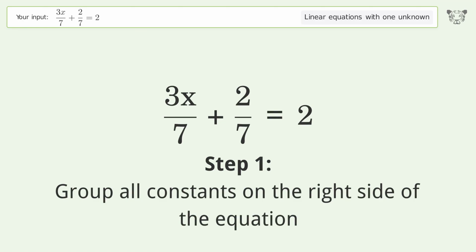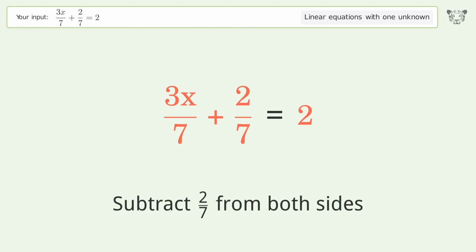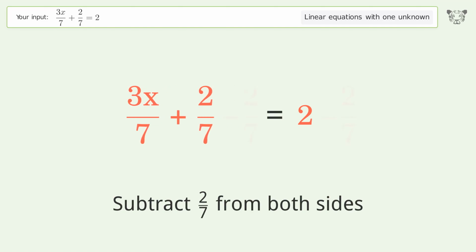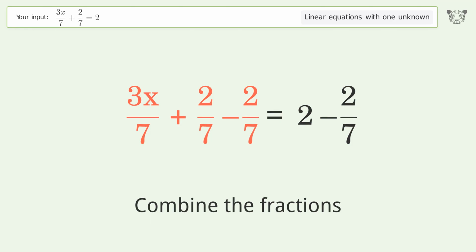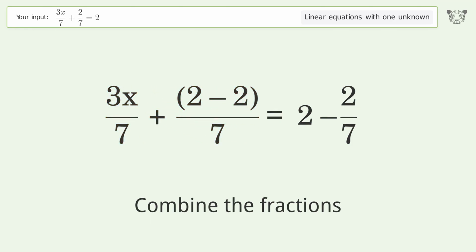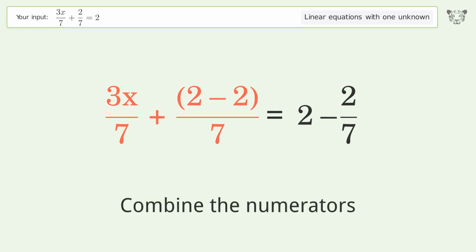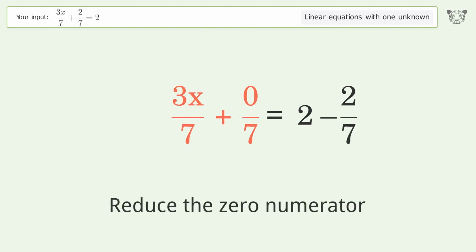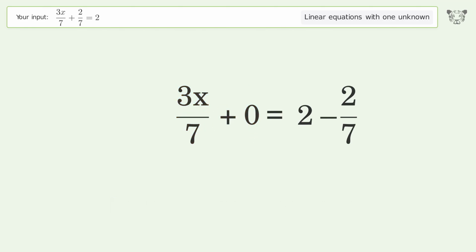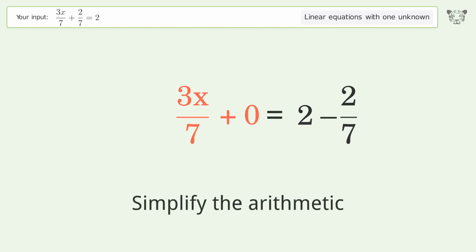Group all constants on the right side of the equation. Subtract 2/7 from both sides. Combine the fractions. Combine the numerators. Reduce the zero numerator. Simplify the arithmetic.